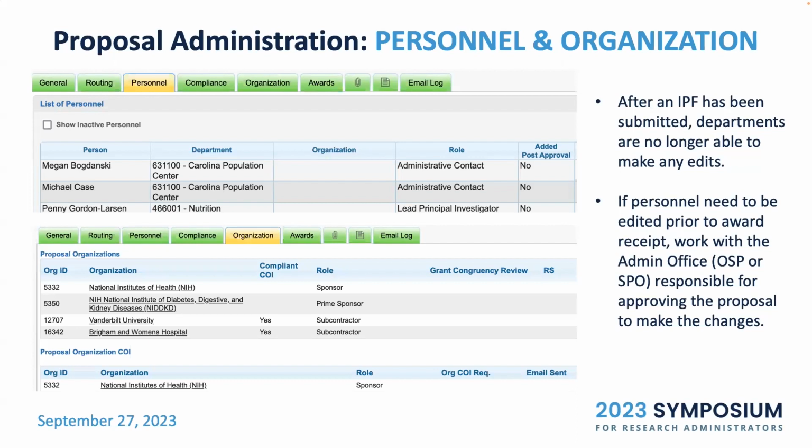The Personnel tab provides a list of personnel and their role on the study. After an IPF has been submitted, departments are no longer able to make any edits. If personnel need to be edited prior to award receipt, please work with the appropriate admin office, OSP or SPO, responsible for approving the proposal to make the changes. Similarly, the Organization tab shows the affiliated entities with the proposal, including the sponsor and any subcontractors. Relevant organizational COIs will also be listed.